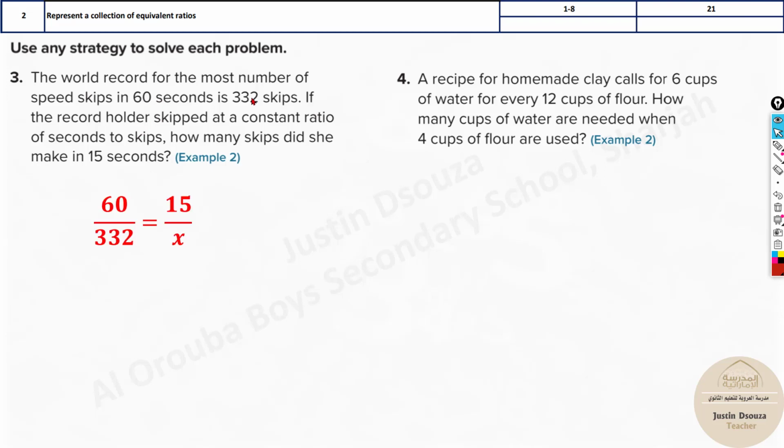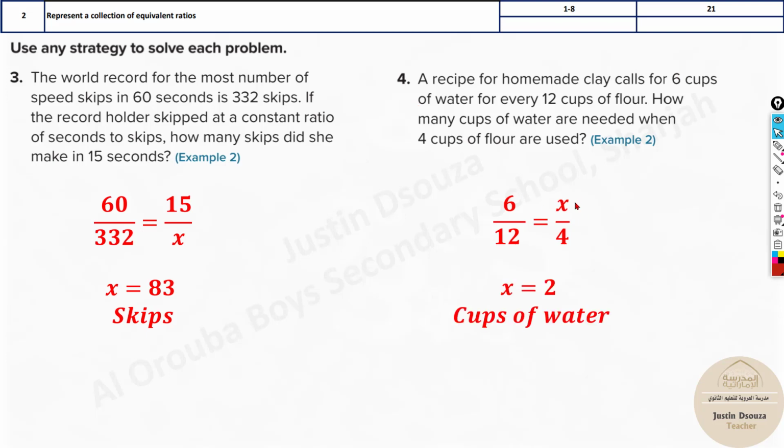It's 60 divided by 332 and 15 seconds divided by how much? How many skips? Cross multiply. You'll get the answer. Over here also, it is 6 by 12, x by 4. You can easily see it and then you can try to solve it up. Cups of flour. Over here also cups of flour. How many cups of water? 6 and unknown value. That's it. It's 2 cups of water.